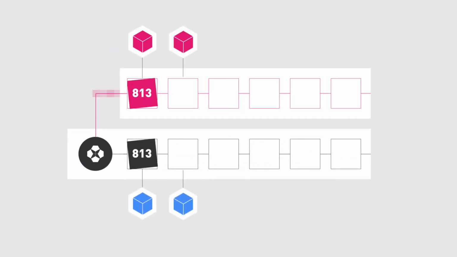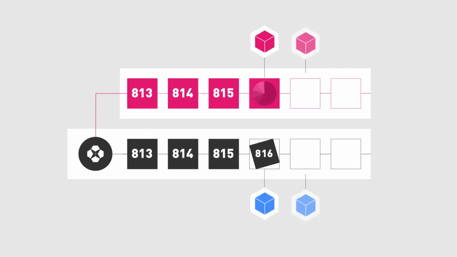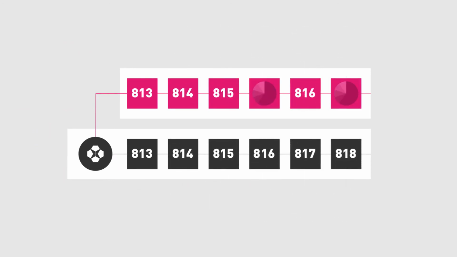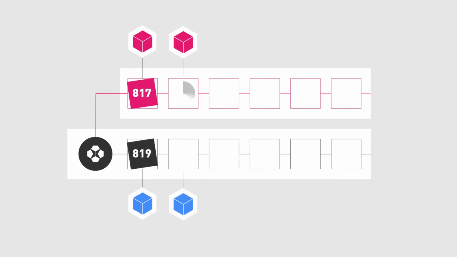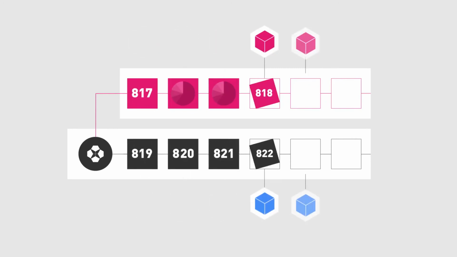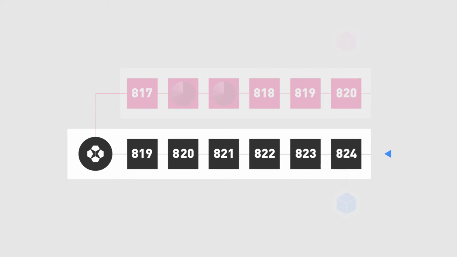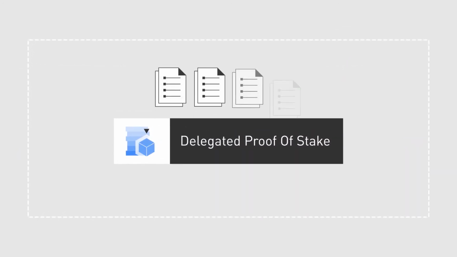In case of malicious or malfunctioning activity, the general rule is that the longer chain always wins. And anytime delegates notice a valid, strictly longer chain, they will switch from their current fork to the longer one. Delegated Proof of Stake can be implemented in numerous different ways.